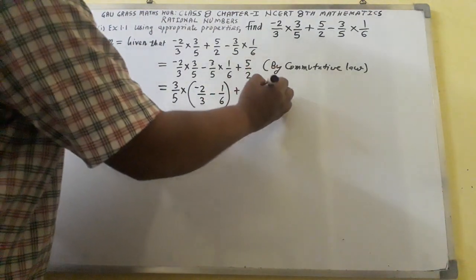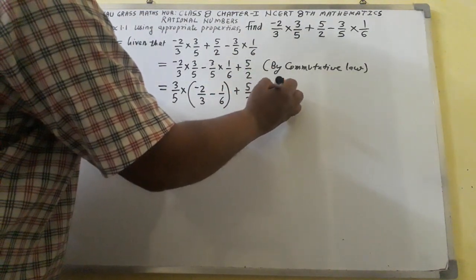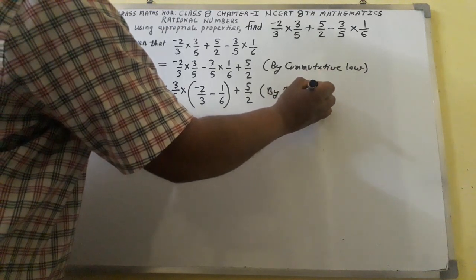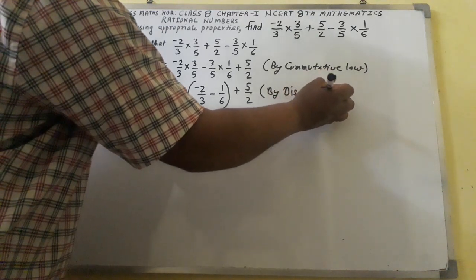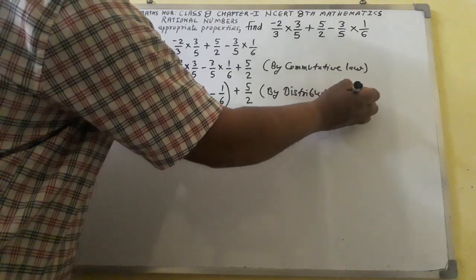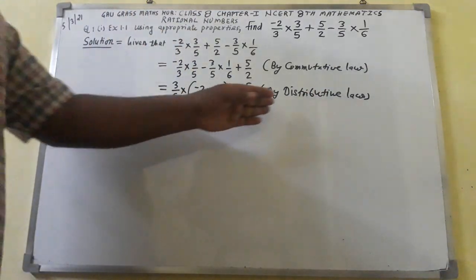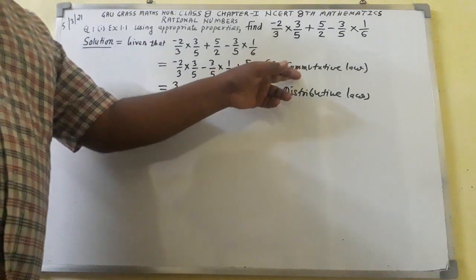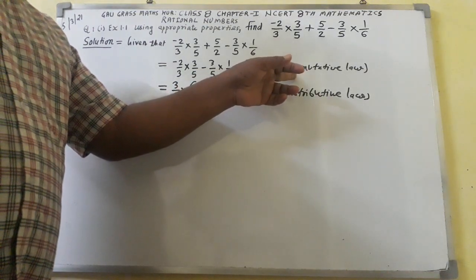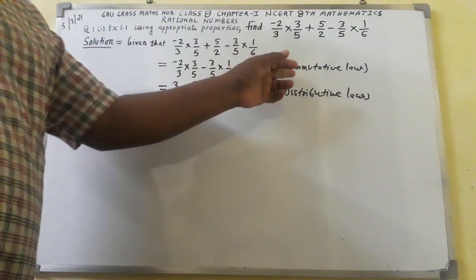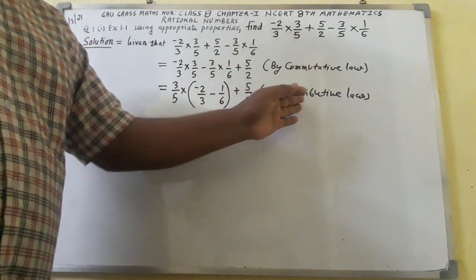Here I shall write by distributive law. Distributive law means वितरण नियम. Commutative law means क्रम विनिमय नियम. Commutative law means क्रम विनिमय नियम. Distributive law means वितरण नियम.